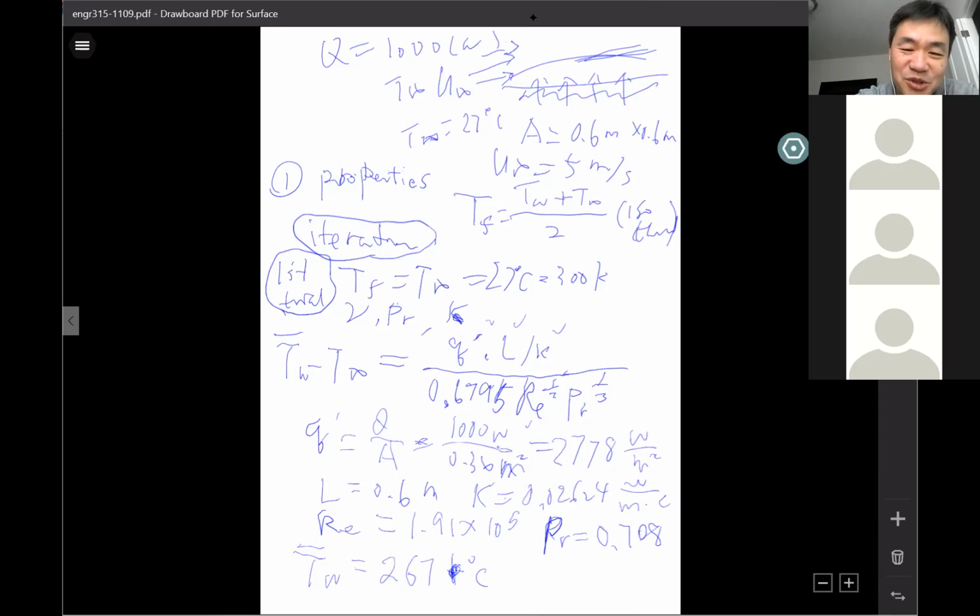My film temperature should be in between 27 and 267. Okay, average of that. So it's really not 300 K. Okay, the properties all have to be changed. So we're gonna have the second try. Okay, now you have a new film temperature, which is what? Half of the 267 plus 27.